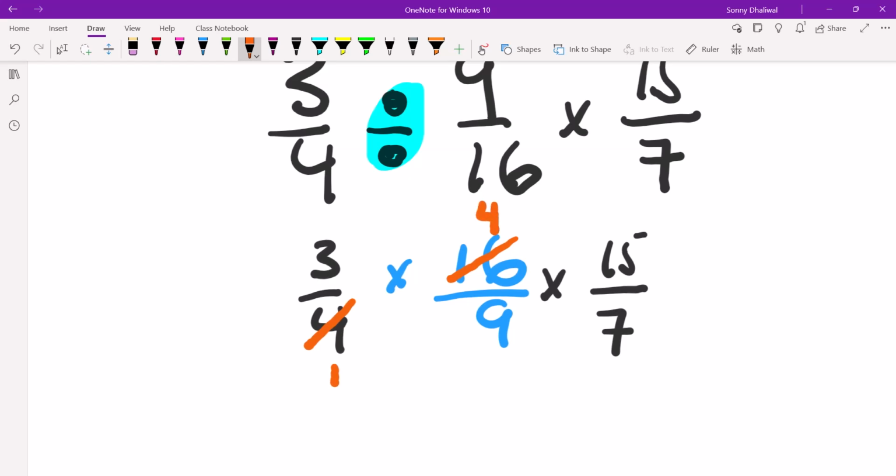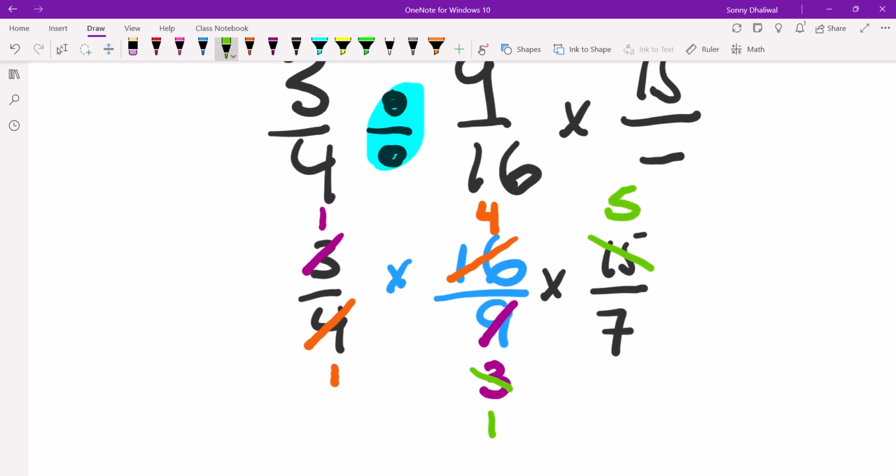3 and 9, yes, those can pair up. What can those be divided by? 3. 3 divided by 3 is a 1. 9 divided by 3 is a 3. And 3 and 15, yeah. So 3 and 15, let's do green this time. This 3 and this 15 can both be divided by 3. So 3 divided by 3 is 1. 15 divided by 3 is, oh, sorry, it's 5.